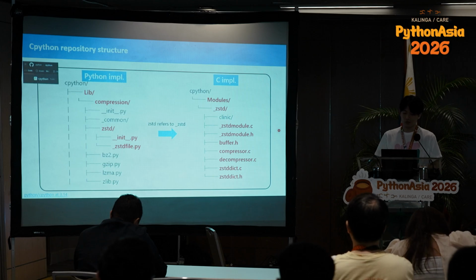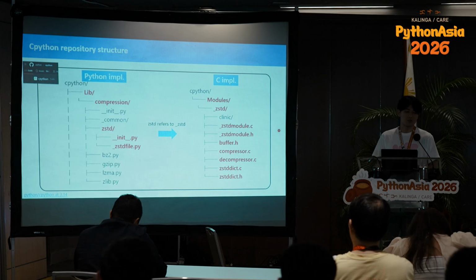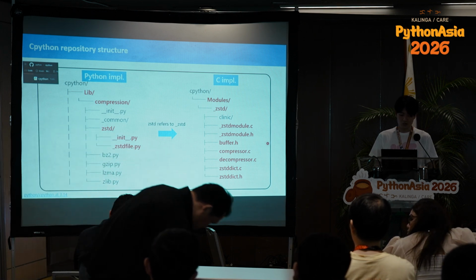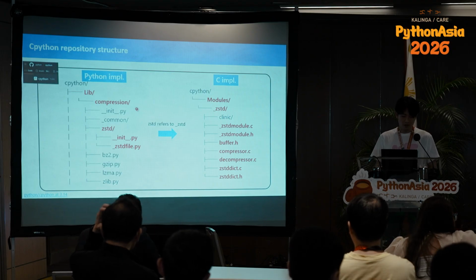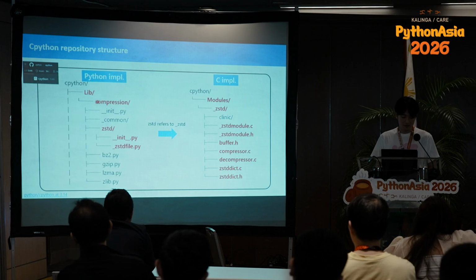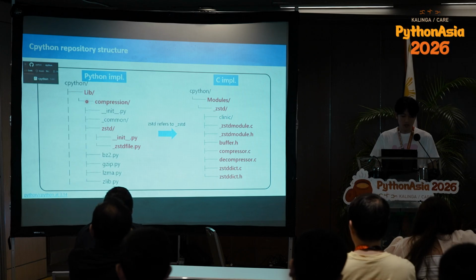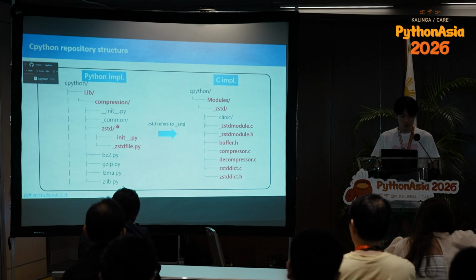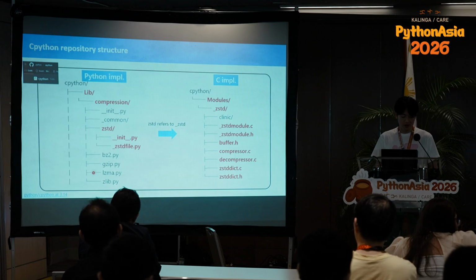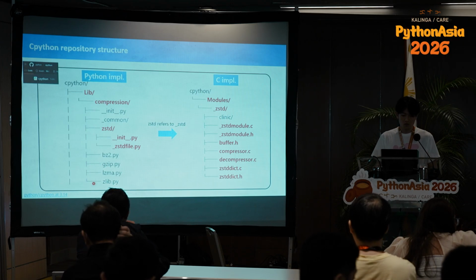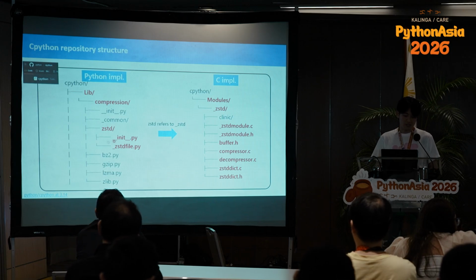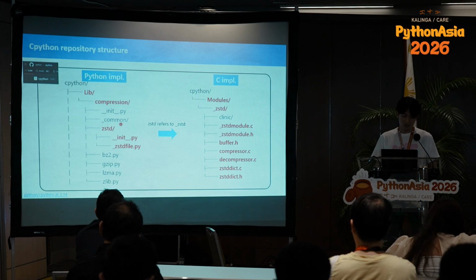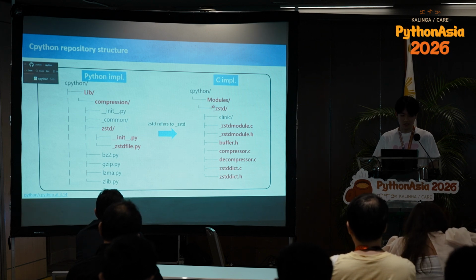Next, let's look into the CPython repository on GitHub. Then you can find that this standard was implemented with Python and C languages. First, you will find the compression package under the lib folder, and under the compression package, you will find the zstd module and bz2, gzip, lzma, zlib, and so on. And in terms of zstd, you can find that zstd refers to _zstd.